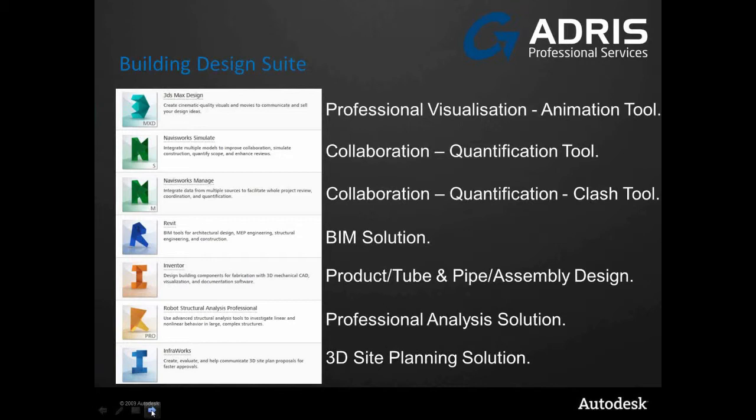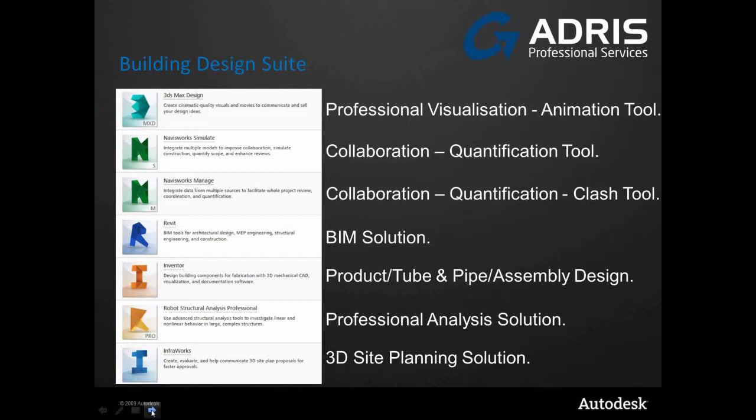Revit, of course, is Autodesk's premier BIM solution that will allow you to produce a BIM model. So with a combination of Revit and Navisworks, you can satisfy the requirements for level 2. Inventor is a 3D design software. It also allows you to produce assemblies and to document individual parts and assemblies.